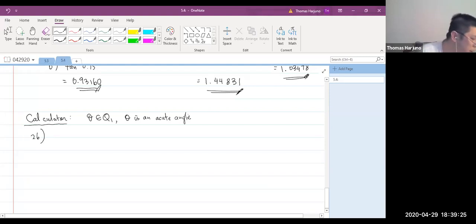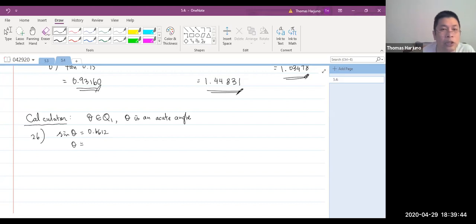Number 26: if sine theta equals 0.6612, then what will theta be? In the future, I think in chapter 6 or maybe chapter 7, I will teach you what happens if theta is not in quadrant 1. But we deal with the quadrant 1 case first. If sine theta equals 0.6612, then theta will be sine inverse of 0.6612.